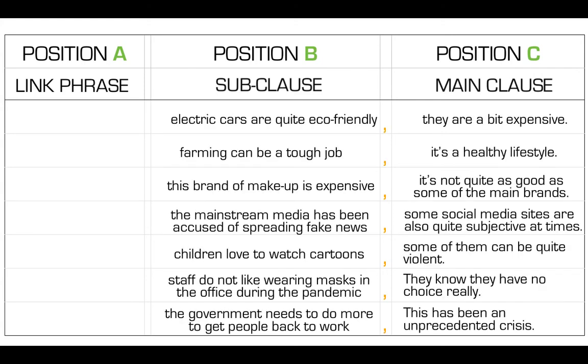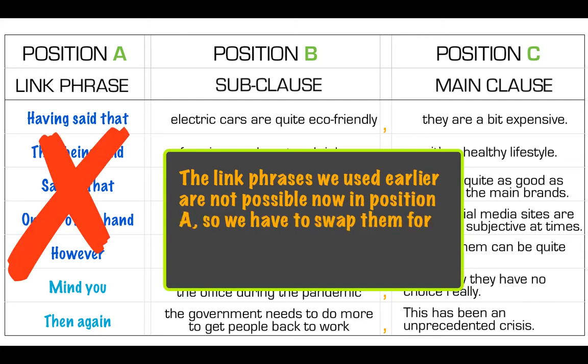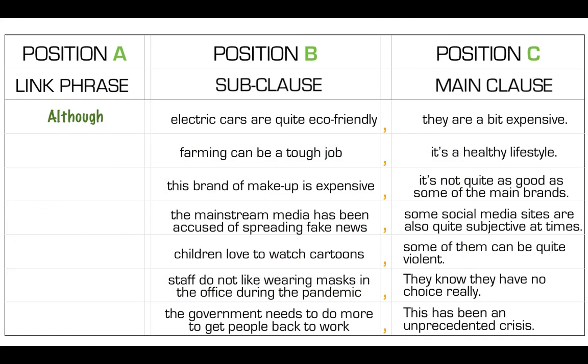We'll use the same sentence and we'll have a comma here. And over here, no, there will be no full stop here, that goes. And then over here, the link phrases we used earlier are not possible now in position A, so we have to swap them for some of their brothers and sisters in the concession cousin family. So which one can we use?